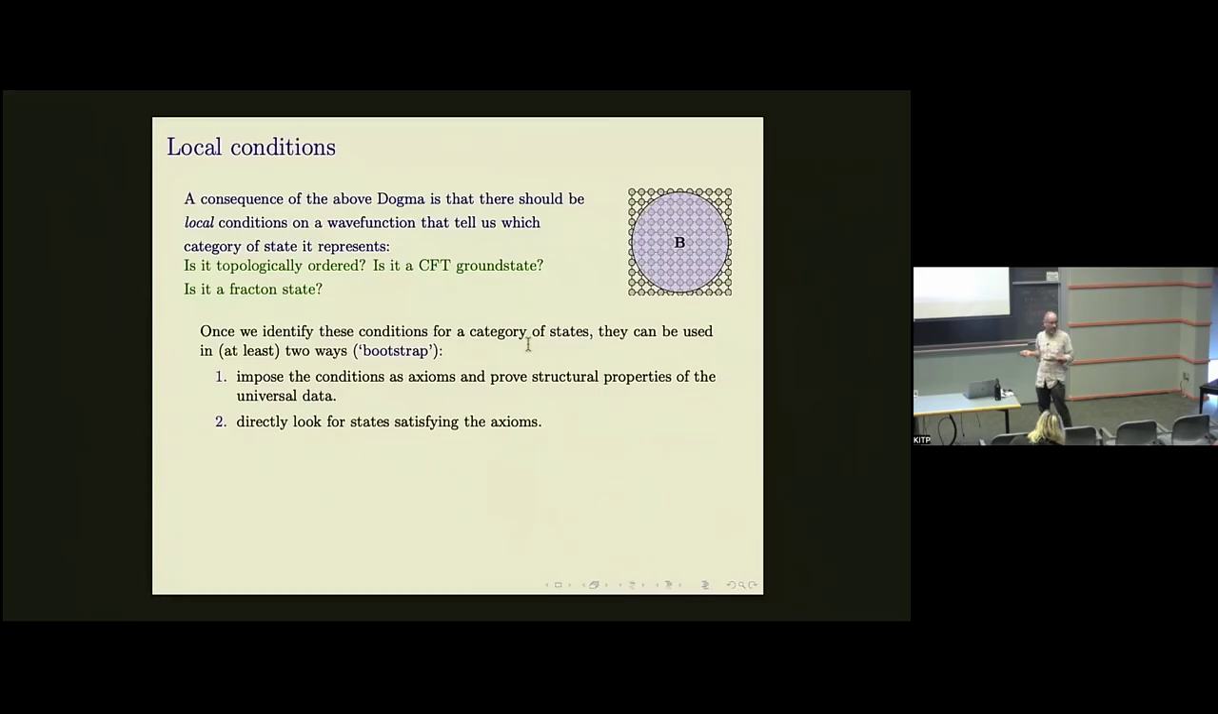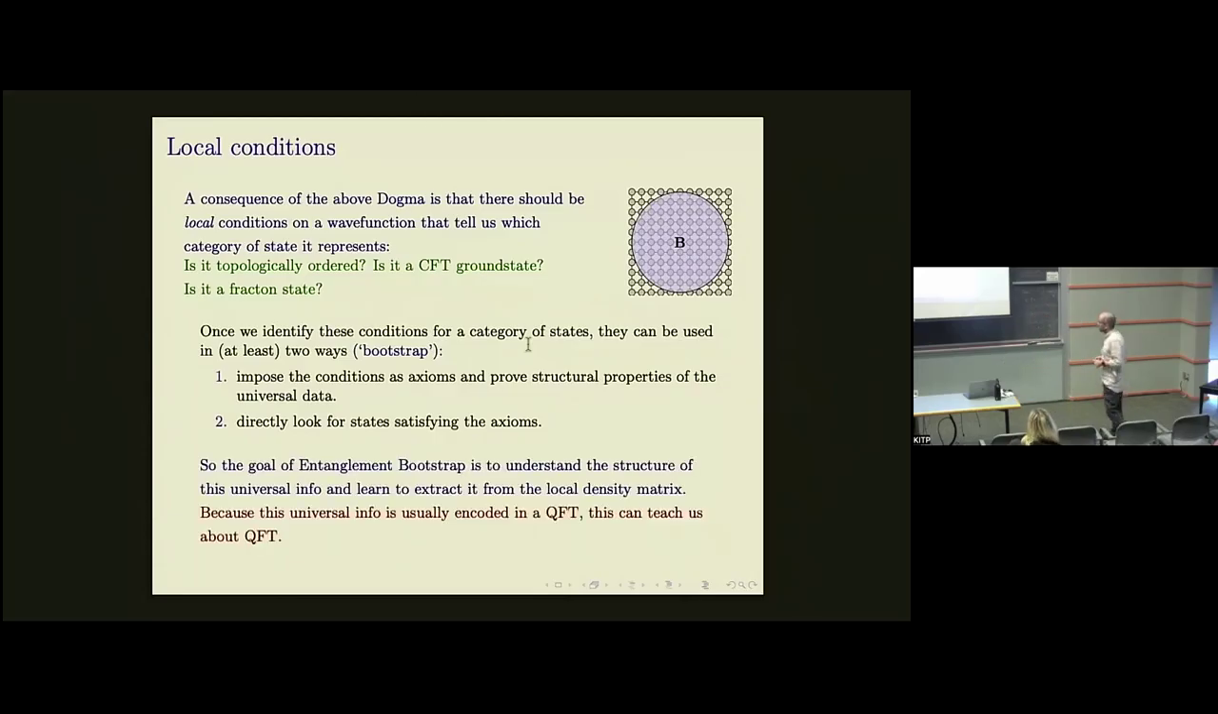The nice thing about this is that there was no input of starting with some Hamiltonian, which is some human-centric, parochial thing with Hamiltonians that people like. If we really did identify necessary and sufficient conditions for the density matrix to be, say, a CFT ground state, we could just enumerate all of the CFTs by doing this. Okay, so the goal of the program is to understand the structure of this universal information along the lines of the first thing, and learn to extract it along the lines of the second thing from the local density matrix.